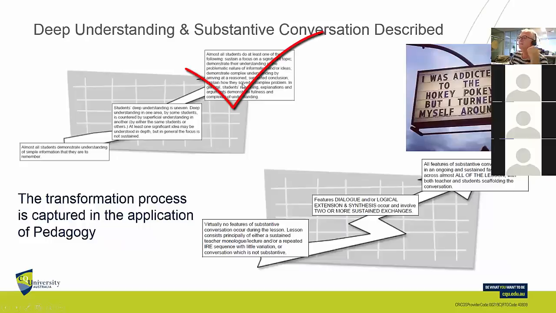Here at the top end, students do at least one of the following: sustain a focus on a significant topic, demonstrate their understanding of the problematic nature of information and/or ideas. They demonstrate complex understanding by arriving at reason-supported conclusions. They explain how they solve a complex problem. In general, students' reasoning, explanations and arguments demonstrate fullness, whereas at the other end, students demonstrate understanding of simple information that they remember. So in between is a whole range of experience.